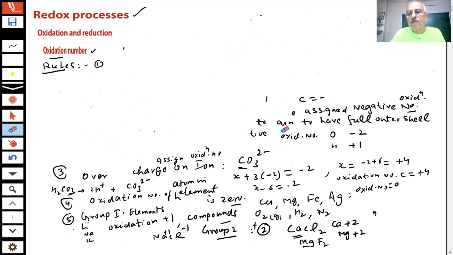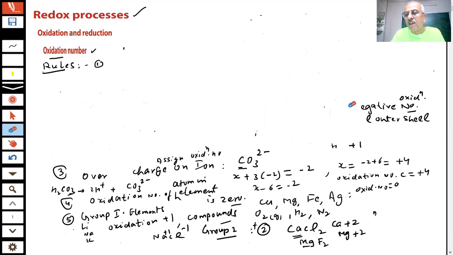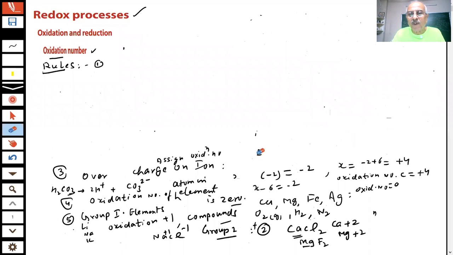Just as with oxygen, I am saying most of the time it is -2, but there will be exceptions. There will be other oxidation numbers also. Hydrogen, we are giving +1. So there will be exceptions to the oxidation numbers, which we will learn. The first group elements are metals. Metals lose electrons, so they get a +1 oxidation state. The second group elements get a +2 oxidation state.